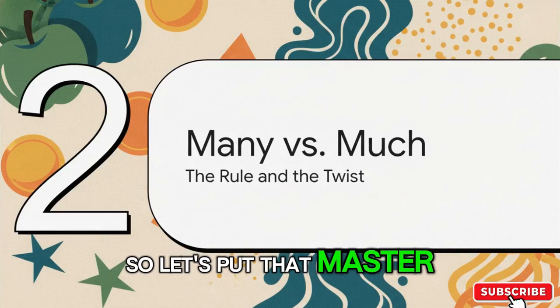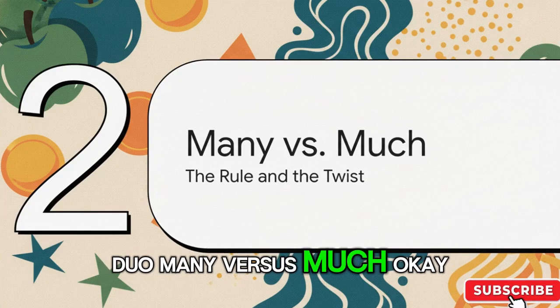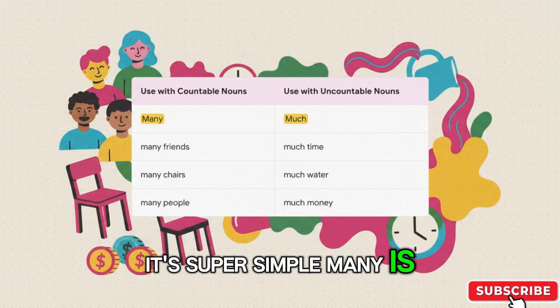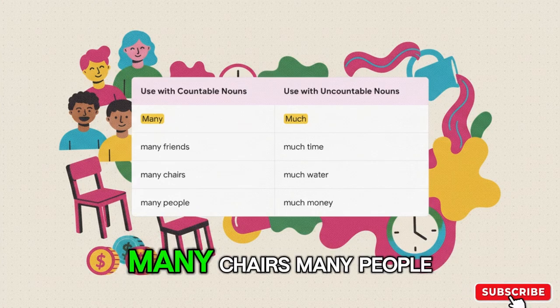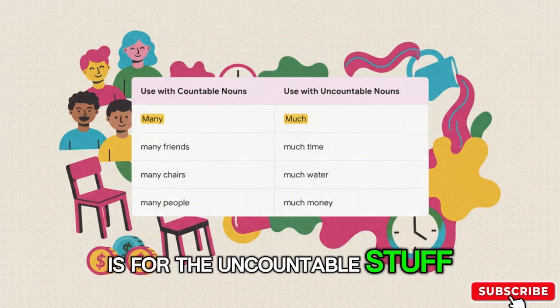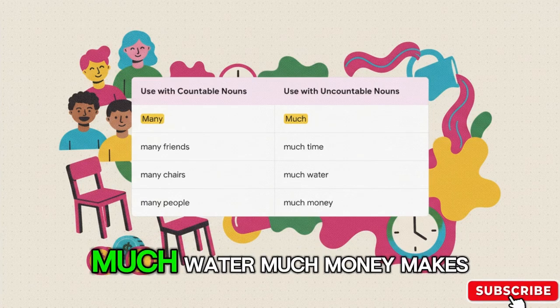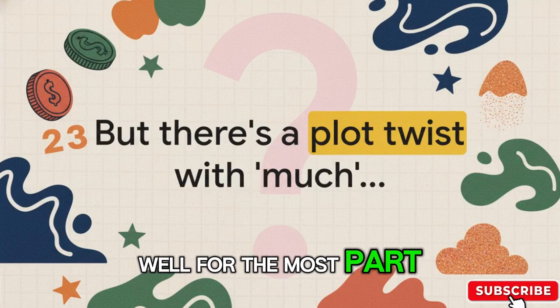So let's put that master key to work. We'll start with the classic duo: many versus much. Okay, so here's the basic rule. It's super simple. Many is for your countable nouns, the things you can line up and count. Many friends, many chairs, many people. Much, on the other hand, is for the uncountable stuff, the concepts, the liquids, the things that flow. Much time, much water, much money. Makes sense, right? Well, for the most part, yeah.